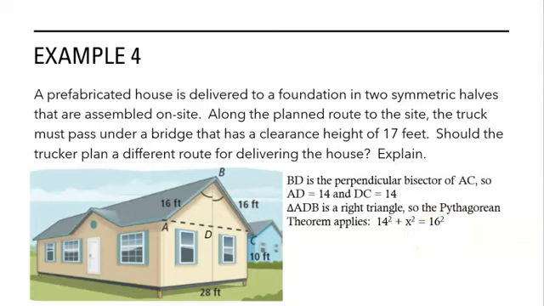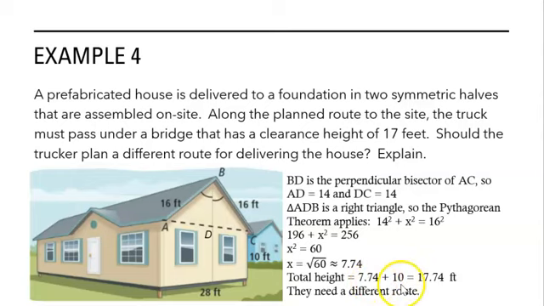And now we're just going to solve for x. I squared 14 and squared 16. I subtracted the 196 from 256 to get 60. And then I did a square root on both sides. So I know the height of BD is the square root of 60, which is 7.74. But I still need the total height of the house. So I have to add this to the 10 feet that I already knew. And 7.74 plus 10 is 17.74 feet. This is too tall for the 17 feet that they had, so they need a different route.